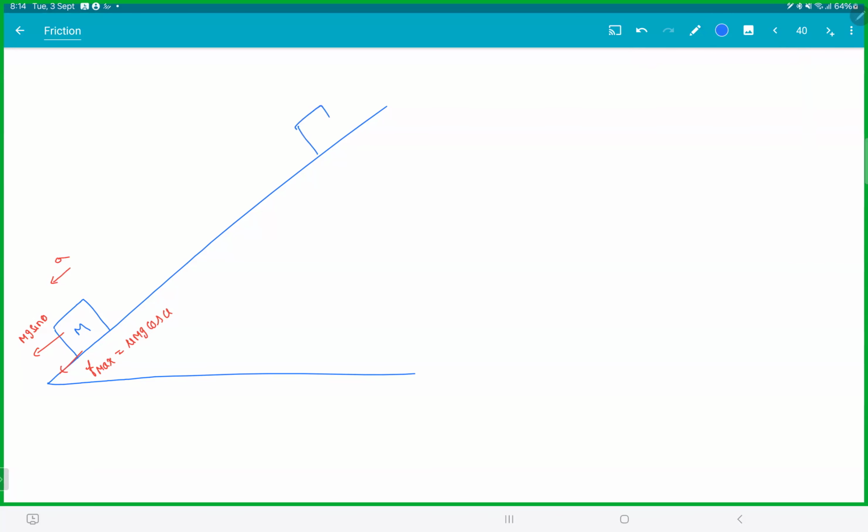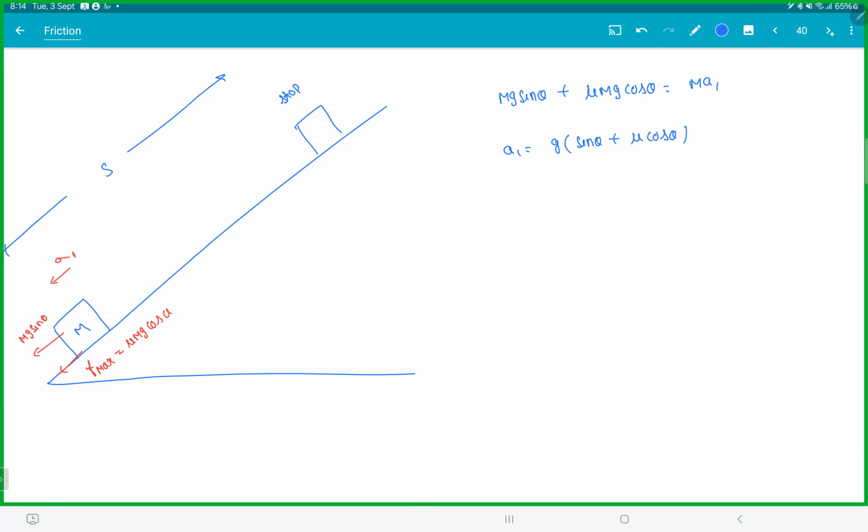So finally, it will go somewhere here and it will stop. Let this distance be s. So here the acceleration would be: mg sine theta plus mu mg cos theta is equal to m into a1. I'll call it a1. So from here I get a1 is equal to g into sine theta plus mu cos theta.